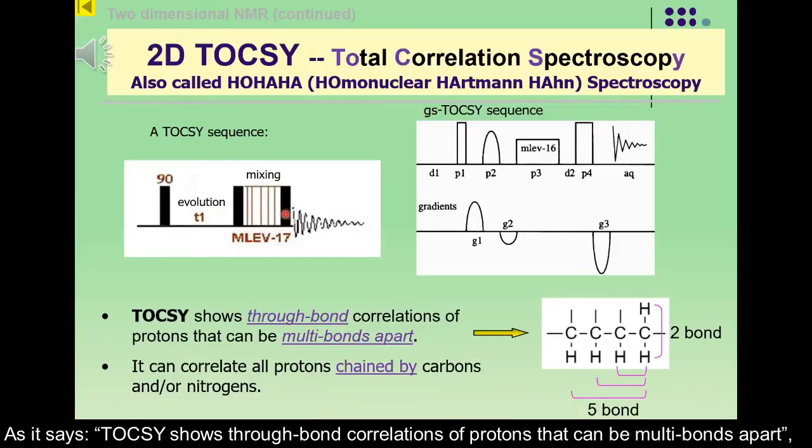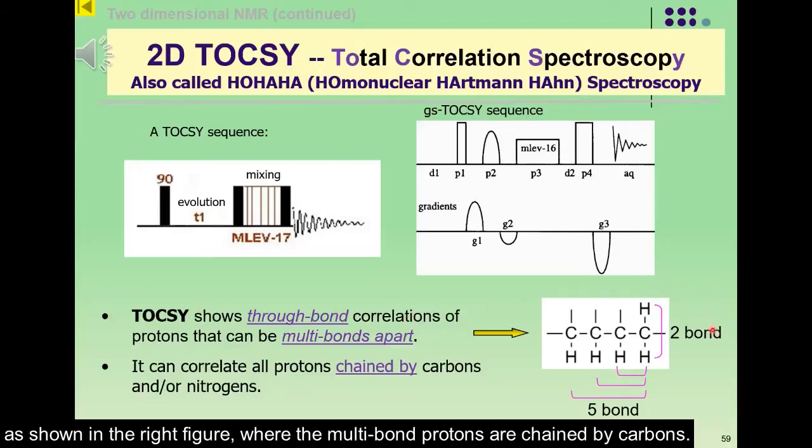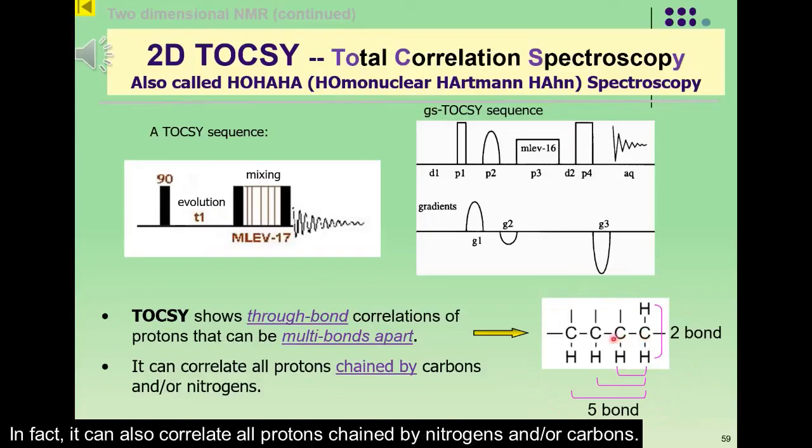As I said, TOCSY shows through-bond correlations of protons that can be multiple bonds apart, as shown on the right figure, where the multi-bond protons are connected by carbons. In fact, it can also correlate all protons connected by nitrogens and/or carbons.